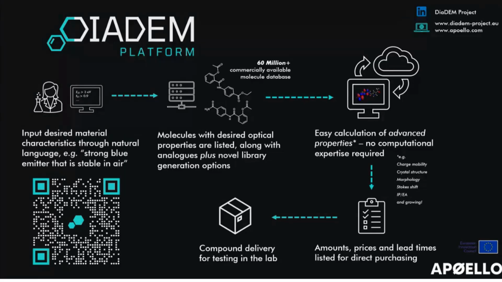So instead of looking for S1, T1, querying a database, knowing what you're doing, understanding the nomenclature, you can simply type that you're looking for a strong blue emitter that is stable in air, or a singlet fission material that is non-toxic, and then it will list from a database of 60 million molecules that are all commercially available, can be purchased. Those molecules with the desired optical properties, along with their analogs, electronic analogs, plus in the future novel library generation options.